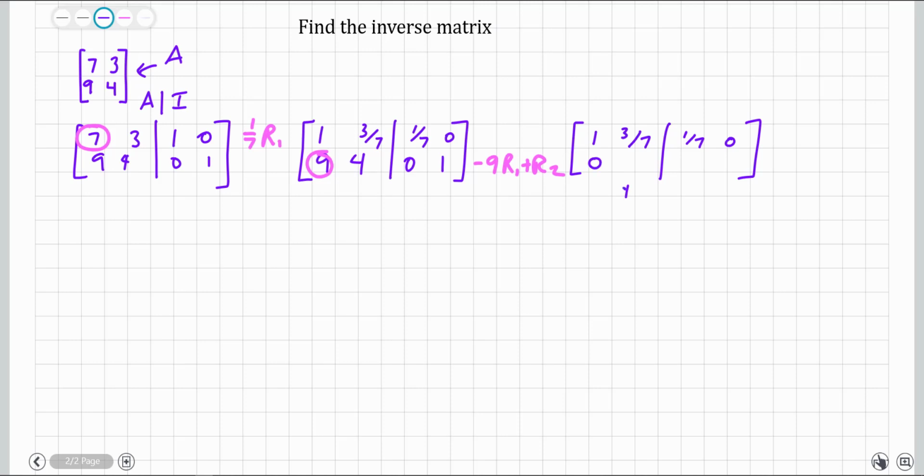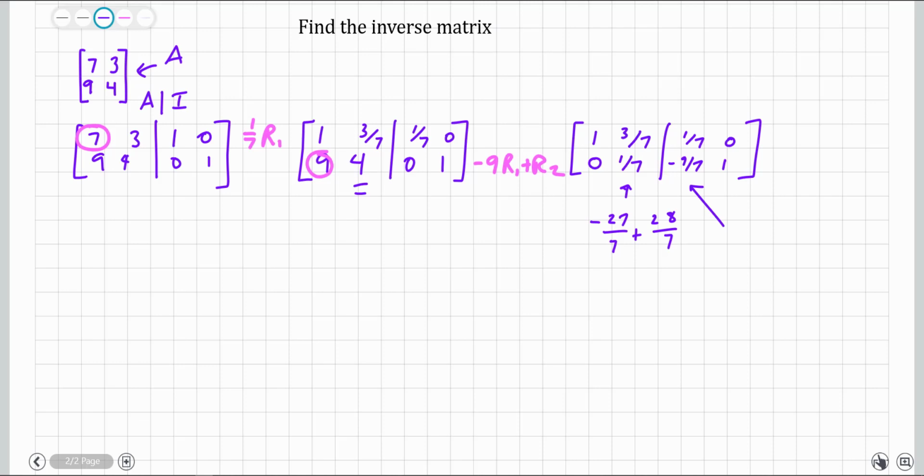In this piece right here, that's going to be -9 times 3/7, so that's -27/7, plus 4, which would be 28/7, plus that 4 there. And so that's how I get 1/7. And then the same thing on this piece, I would just have -9/7 plus 0. And then finally, the last piece, I'd have -9/7 times 0, which is 0, and then plus that 1.